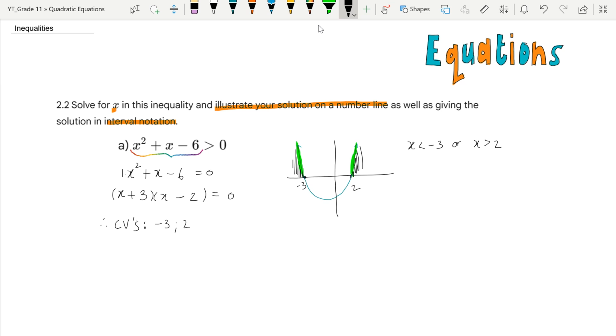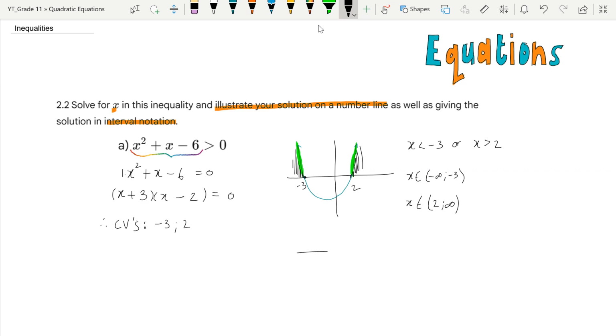Now let's go put that as interval notation. So for interval notation, x is an element of from -infinity, that is never included, right, to -3, and the -3 is also not included, so a round bracket, not a square bracket. And then x is an element of 2, and 2 is not included, therefore we have the round bracket, and going up to infinity. There is our interval notation.